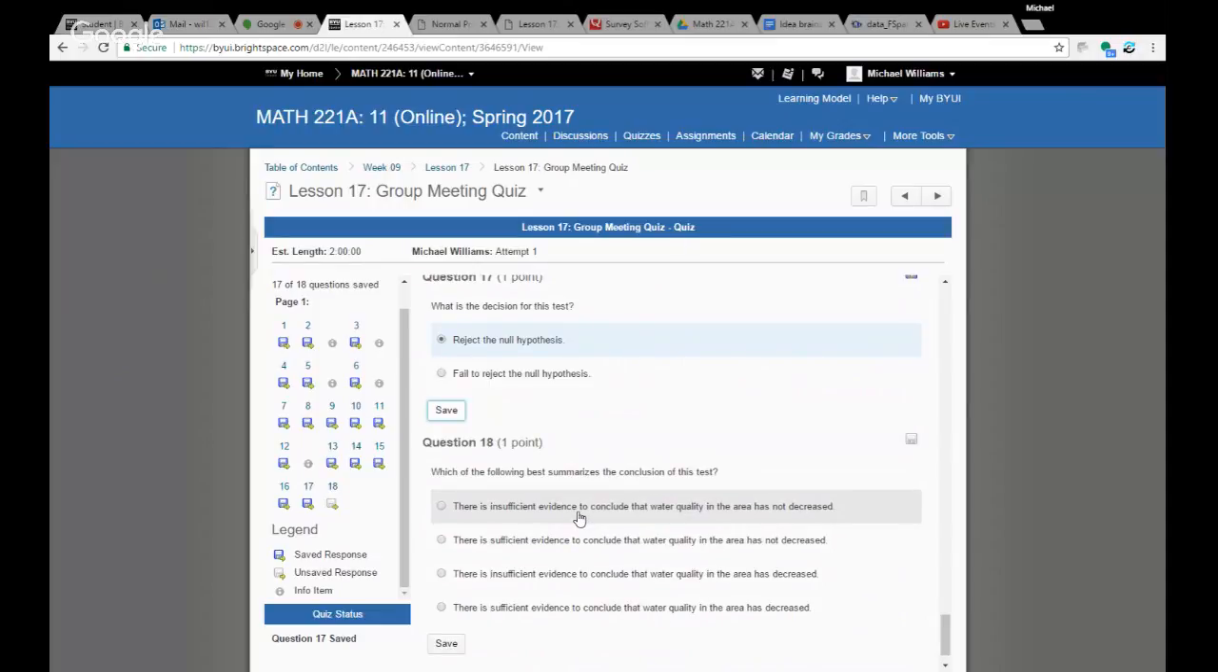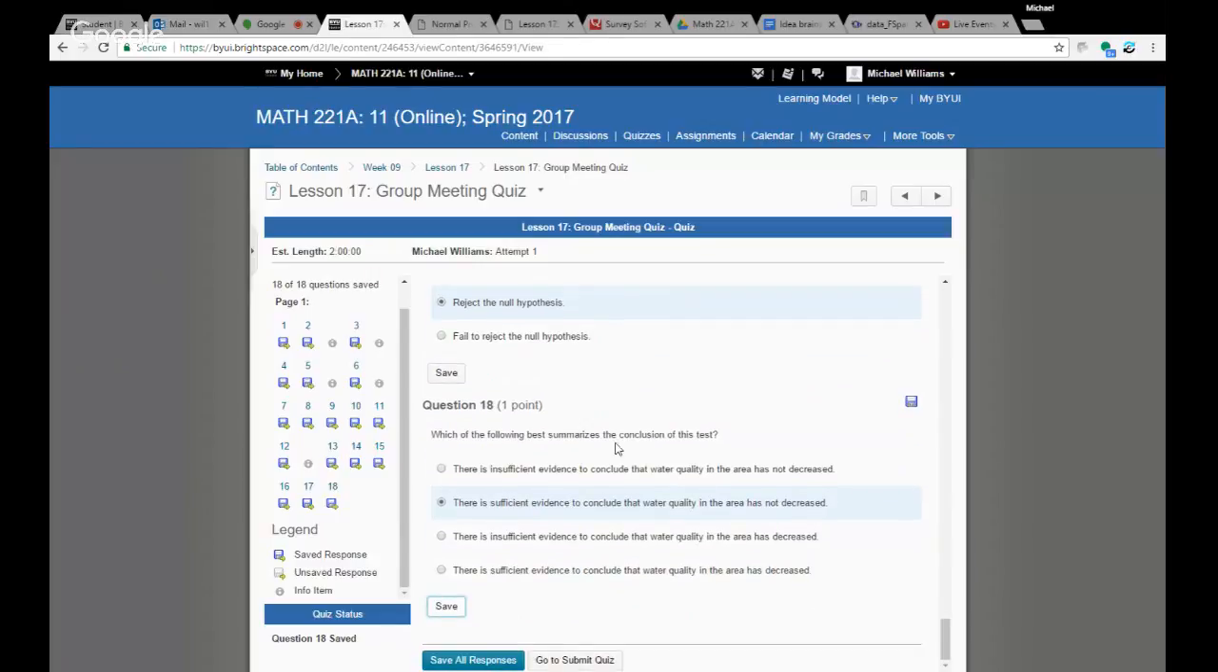Sorry, what was that? I got distracted for a second. So we're rejecting the null. The null hypothesis is that the water quality in the area has decreased. So since we're rejecting it, we have sufficient evidence to conclude that the water quality in the area has not decreased. Is that the correct answer? Yes. Okay. Wait, which one did you guys do? The second one. There's sufficient evidence to conclude that water quality in the area has not decreased.